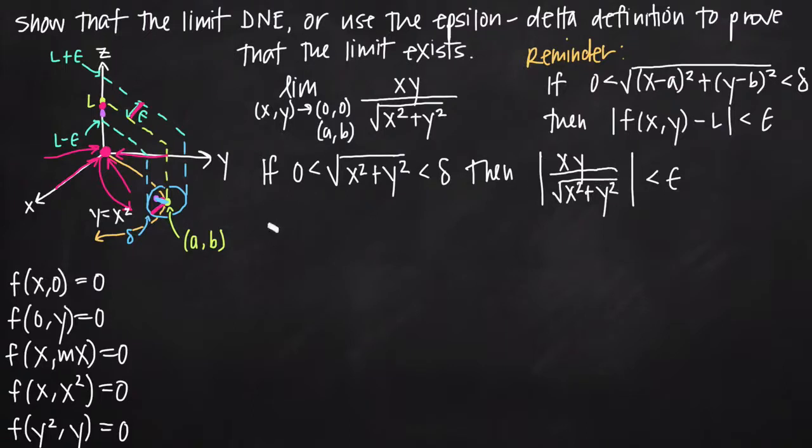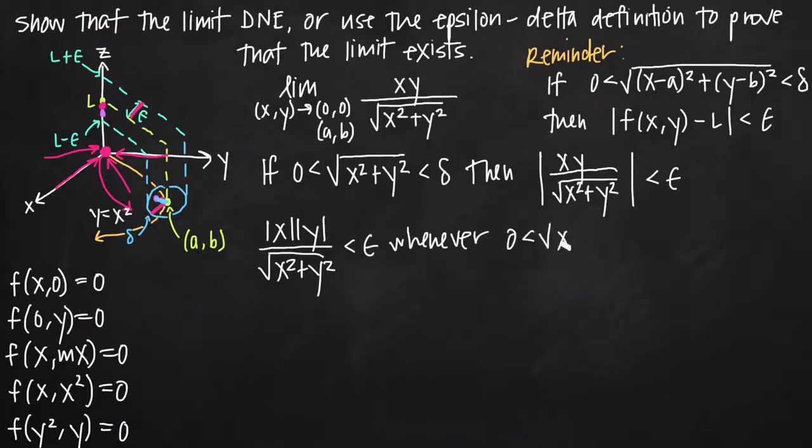So here's what we're going to do. We're going to say the absolute value of x times the absolute value of y divided by the square root of x squared plus y squared is less than epsilon whenever 0 is less than the square root of x squared plus y squared less than delta. So this value is always going to be less than epsilon whenever this is true, whenever this value is less than delta but also a positive value.